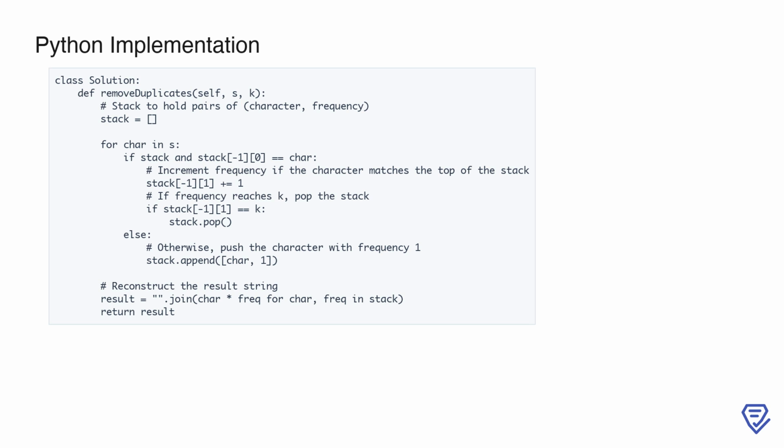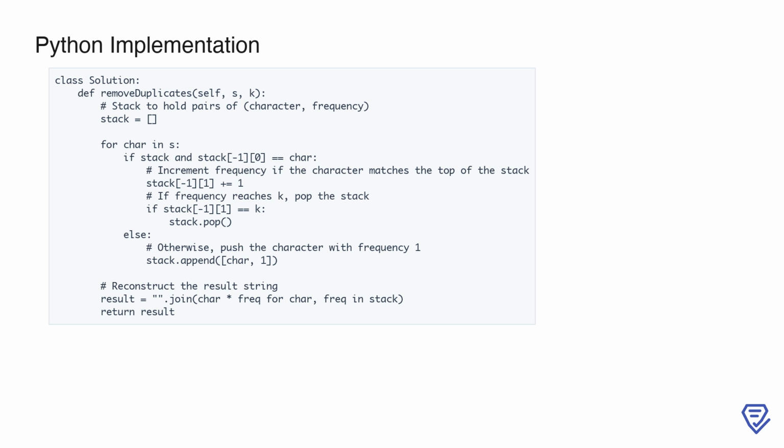2. Iterating through the string. The loop iterates over each character in the string s. If the stack is not empty and the top of the stack contains the same character, the frequency count is incremented. When the frequency count for a character reaches k, the character is removed, popped, from the stack. 3. Pushing new characters. If the current character does not match the top of the stack, it is added to the stack with an initial frequency of 1.